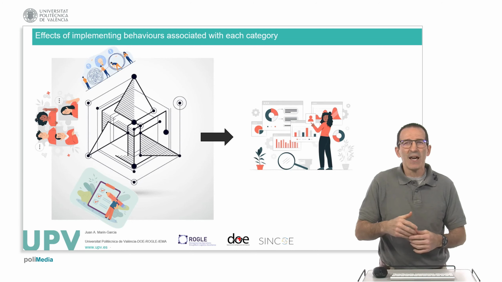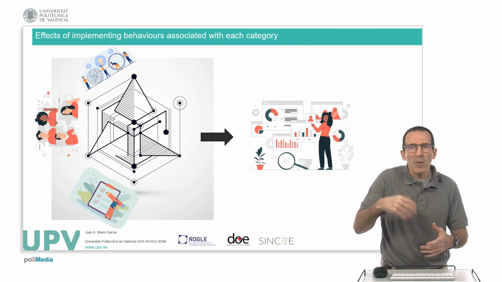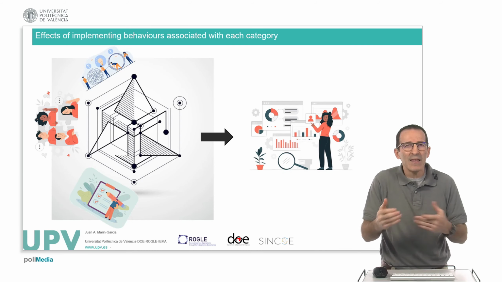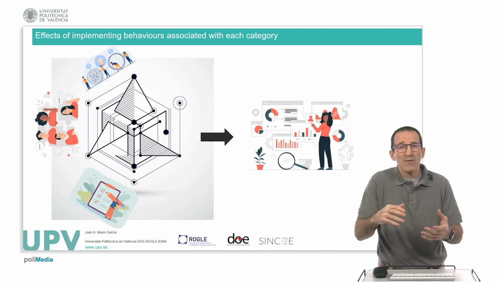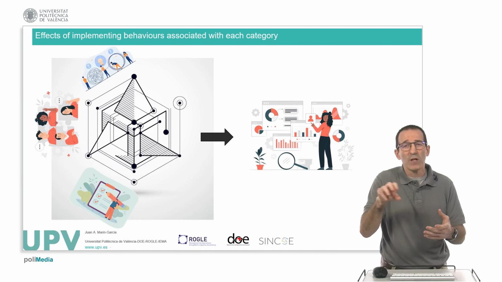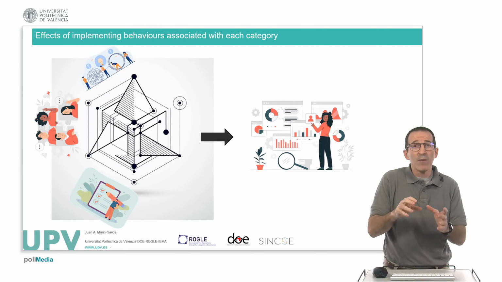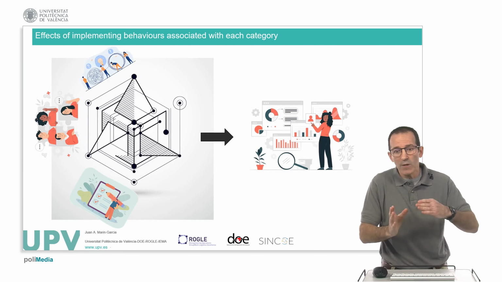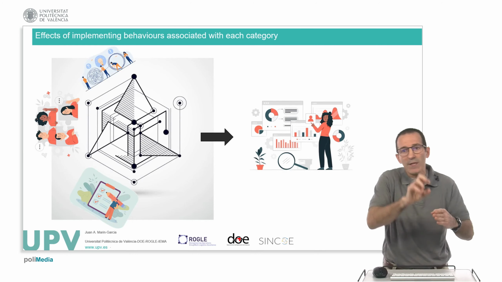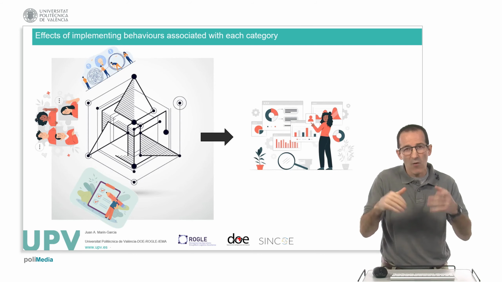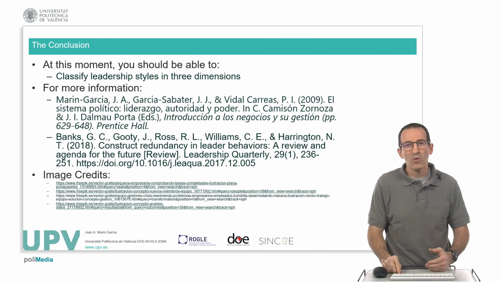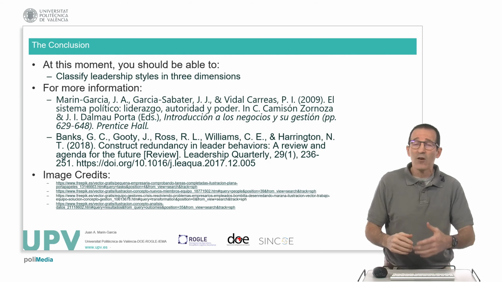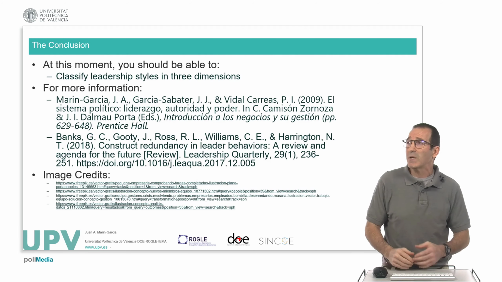Therefore, if the team's priority is quantity over innovation, the leader's most effective behavior would involve many structuring behaviors. In cases where priorities are mixed, combining behaviors from both categories would be appropriate in shaping how the leader demonstrates their behavior to team members. As you can see, depending on the team's priorities, the leader's focus will be different. At this point, you should be able to classify leadership styles into 3 dimensions. If you'd like more information, refer to the references on the slide.